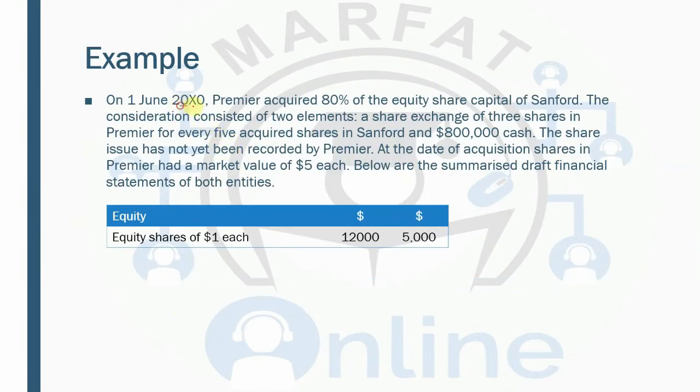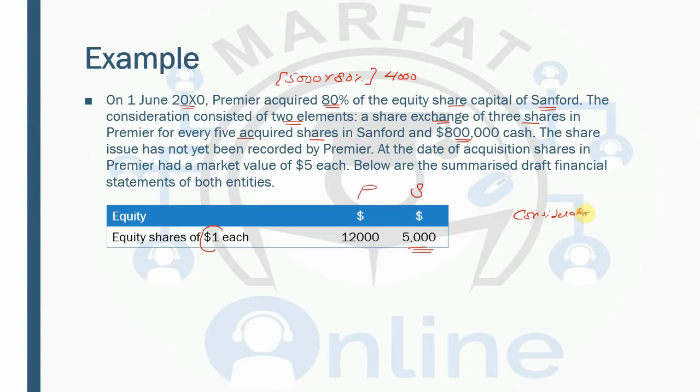On 1st June 20x0, Premier acquired 80% of the equity share capital of Sanford. Now this is the equity of the parent. This is the equity of the subsidiary, which is Sanford. The total shares of the subsidiary is 5,000 because one share is worth $1. This is the par value. So 5,000 into 80%, that means they have acquired 4,000 shares. The consideration consisted of two elements: a share exchange of 3 shares in Premier for every 5 shares in Sanford, and 800,000 cash.